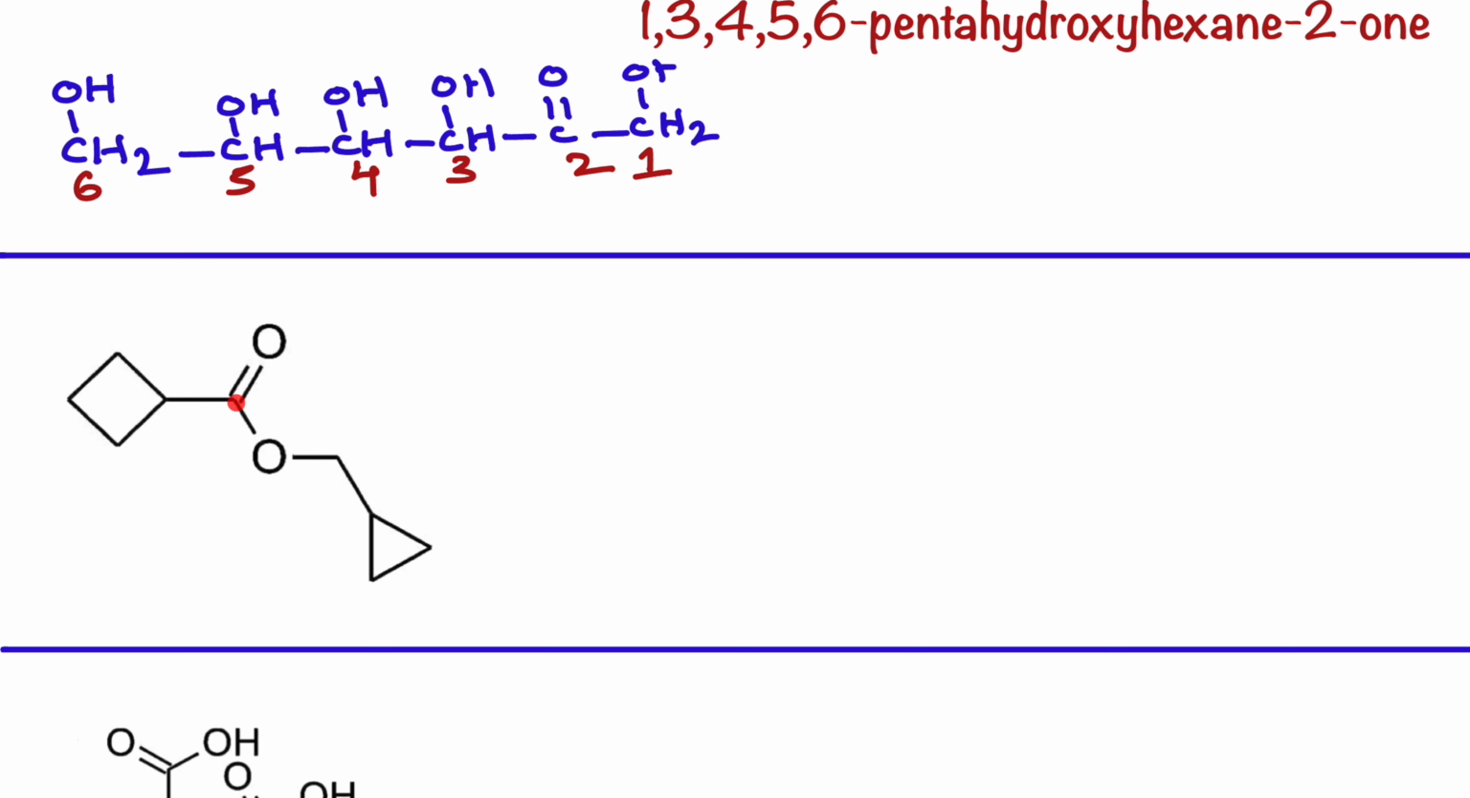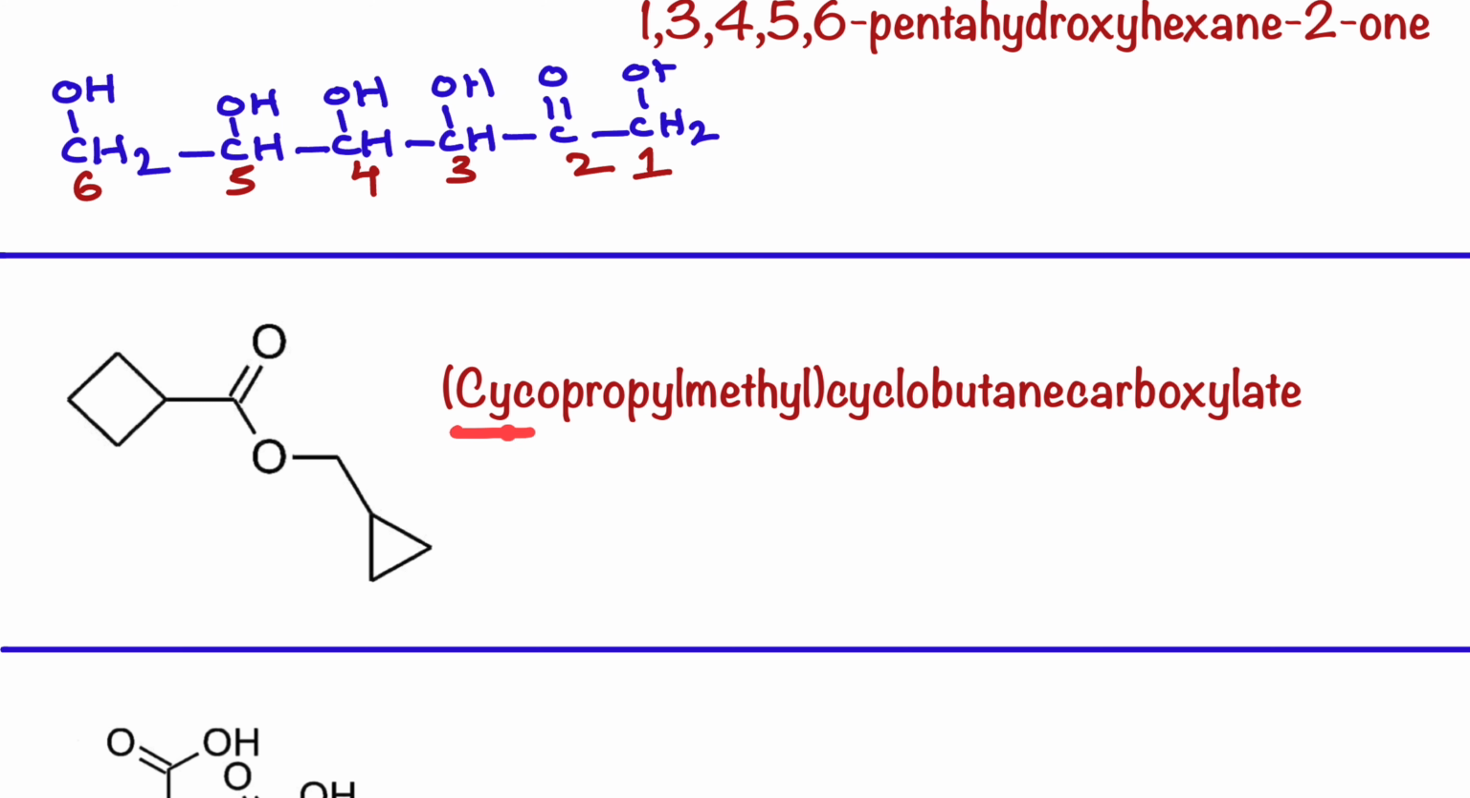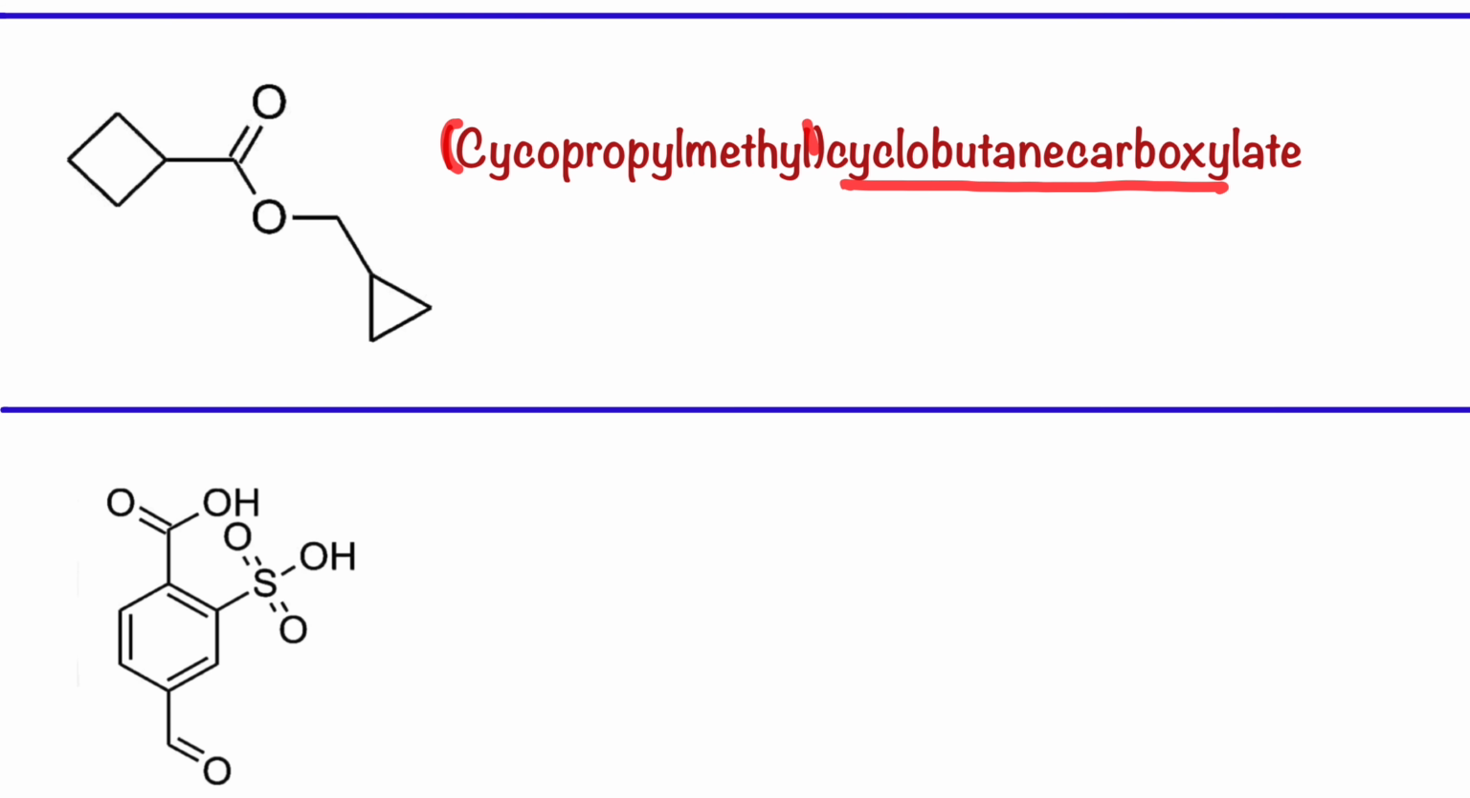This carbon cannot be taken into the longest chain. So this is a complex substituent. This is a methyl group with the substituent cyclopropyl. So this should be named first. It is a cyclopropylmethyl cyclobutane carboxylate. Cyclopropylmethyl, it is a complex substituent, so that is enclosed in brackets, cyclobutane carboxylate.